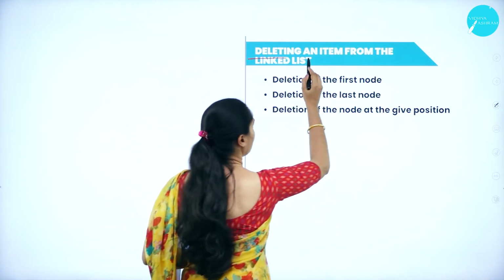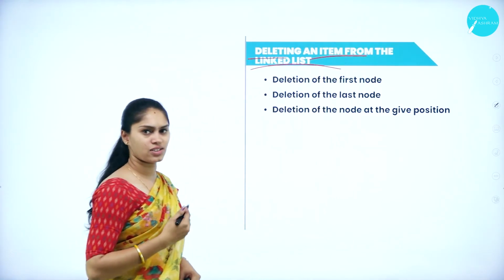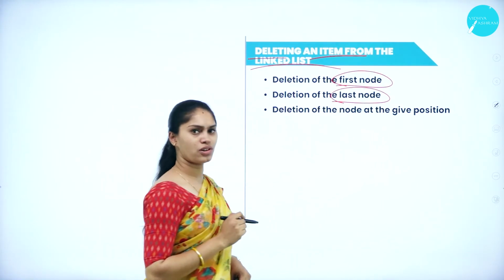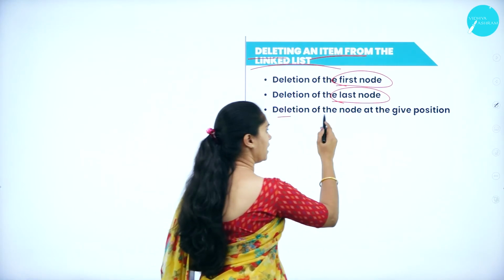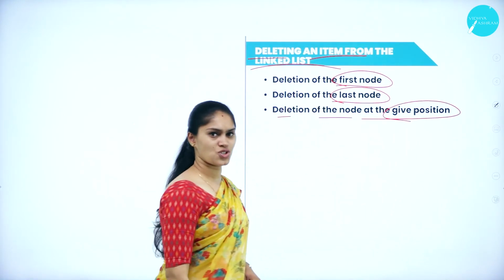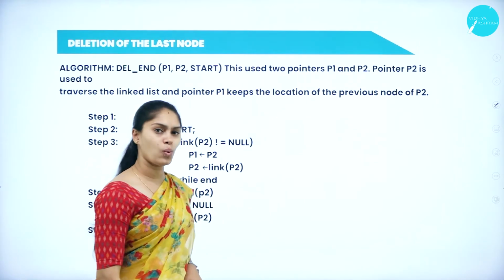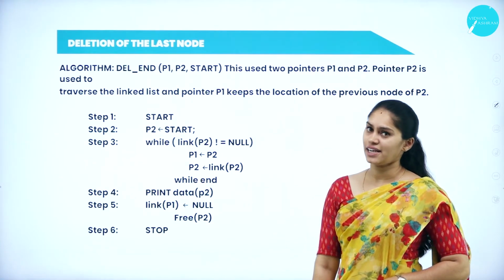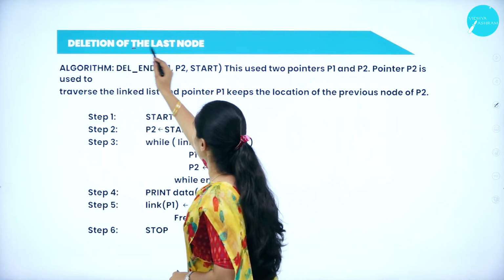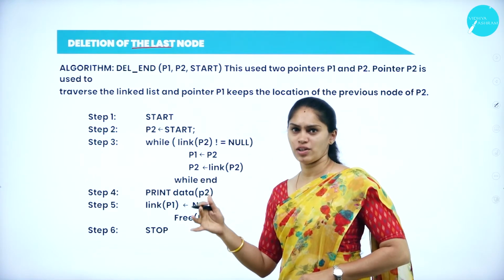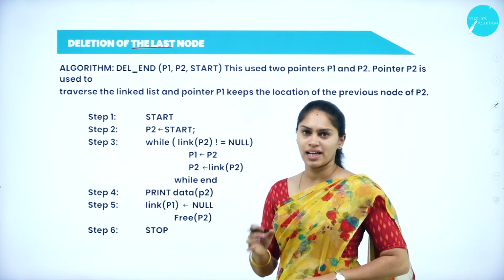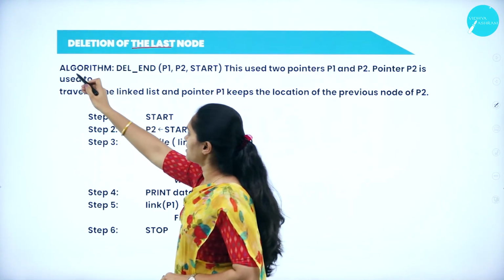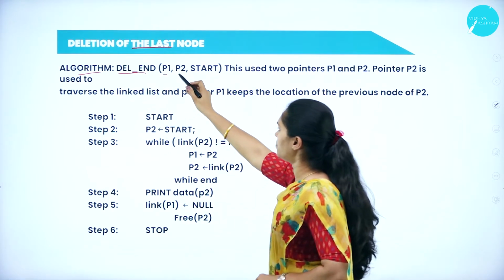So here we can delete an item from the linked list. We can delete the first node of a linked list, or we can also delete the last node of a linked list, or else we can delete a node at the given position. Okay, so we'll see how we are going to delete a node or data element at the end of a linked list. So, deletion of the last node. I have 50 nodes in my linked list. I am trying to delete the last node, called 50. That is node 50. So we'll see the algorithm here: delete, P1, P2, start.